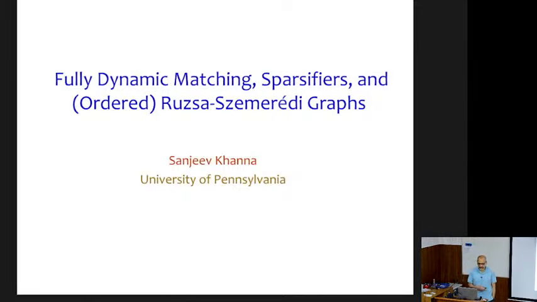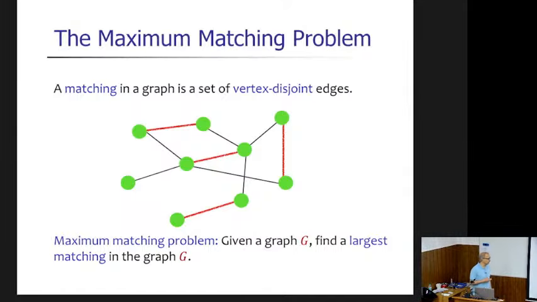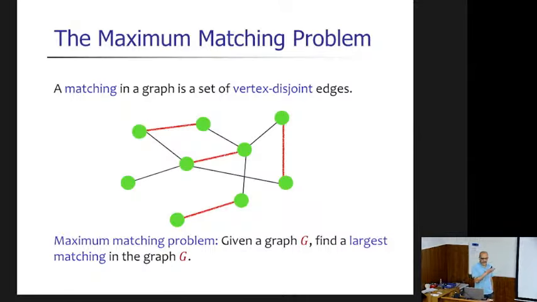Okay, so just a quick recap of the matching problem. A matching in a graph is a set of vertex disjoint edges, and the maximum matching problem is to find the largest such set. So in the toy example here, the red edges form a matching, and they also happen to form a maximum matching.